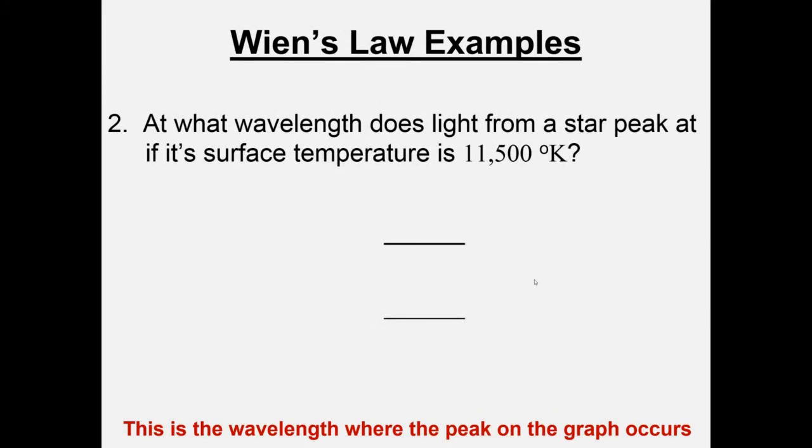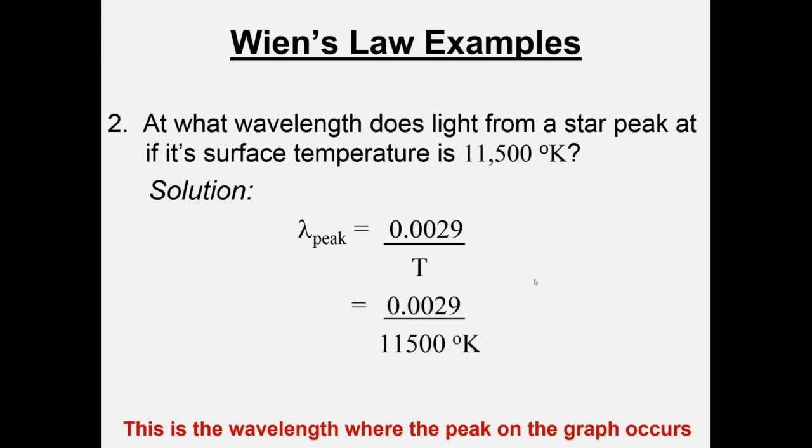So let's try the opposite, because it's basically the same calculation. Let's say I know somehow that a star has a temperature of 11,500 Kelvin. What would be its peak wavelength? It's the same sort of calculation, but now I'm solving for lambda peak. Lambda peak is going to be 0.0029 divided by 11,500. That's a little bit even easier to do on your calculator. Have you got it? It is 2.52 times 10 to the -7 meters.